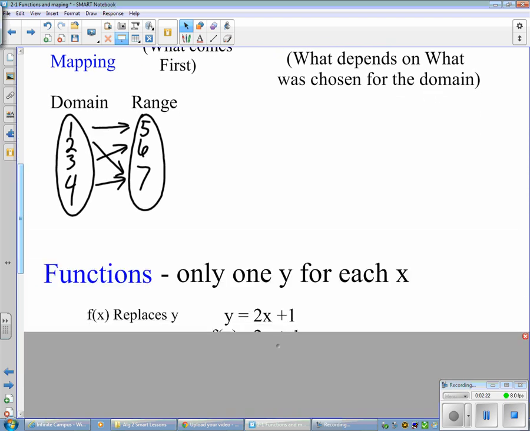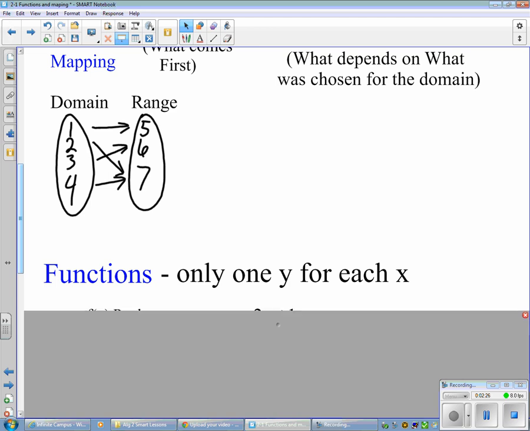Now a function is a specific type of relationship. A function has only one y for each and every x. So if you look back up at the mapping idea, I keep thinking of the Hillshire Farm commercial: if I say 1, you say 5. If I say 2, you say 7. If I say 3, you say 6. If I say 4, you say 7. Now, as long as you always know exactly what to answer, then it's a function.